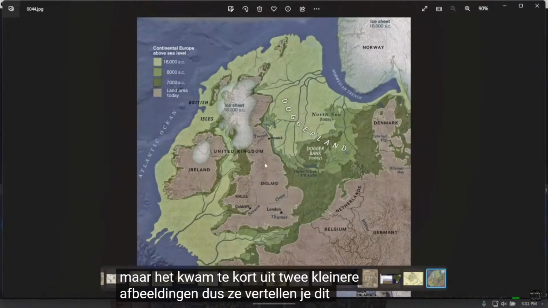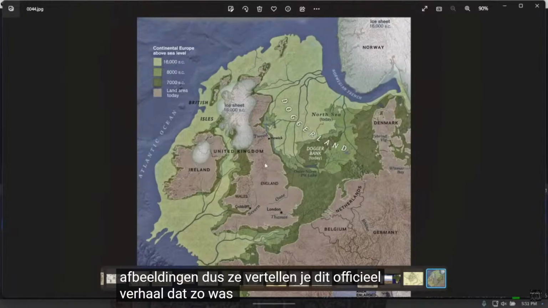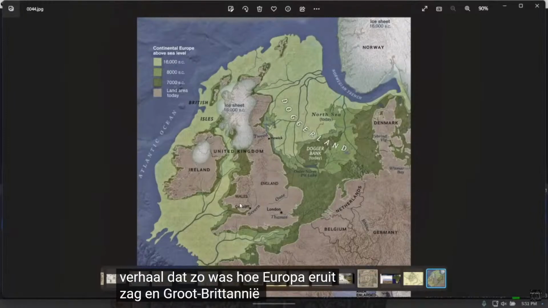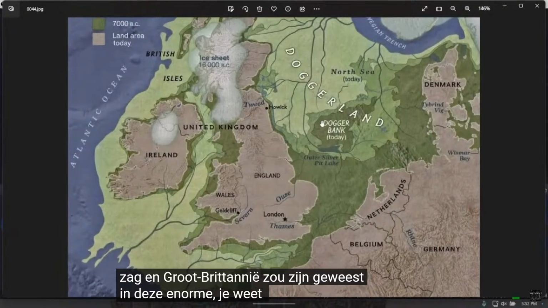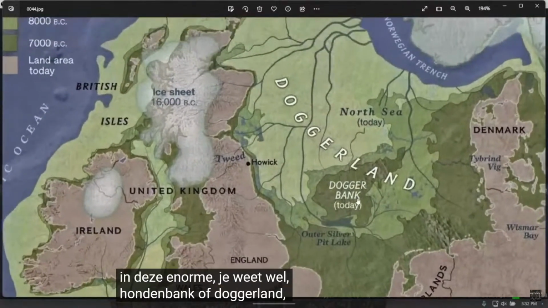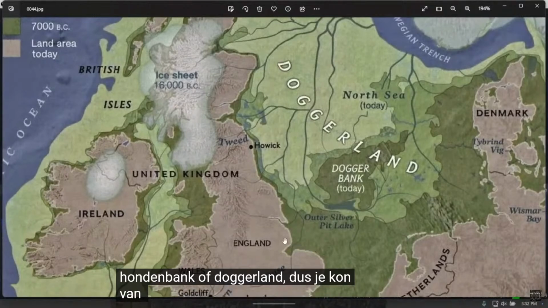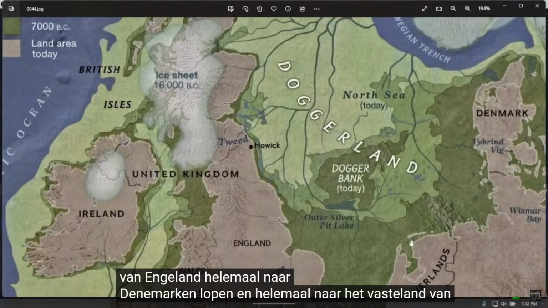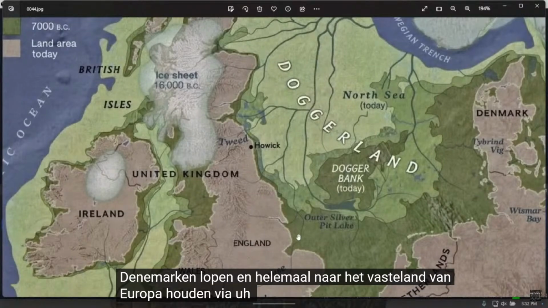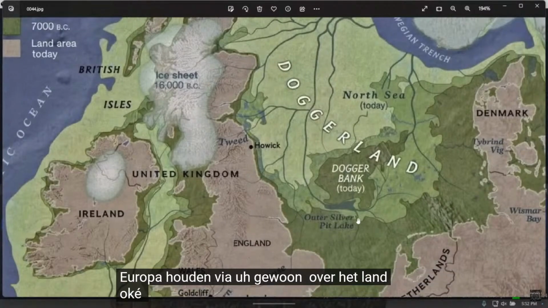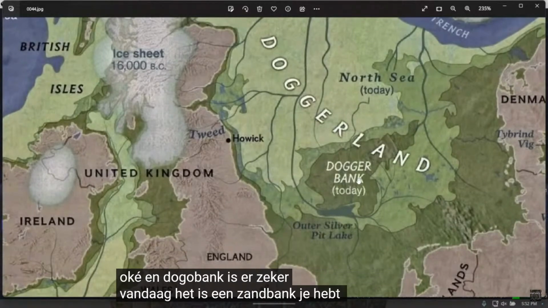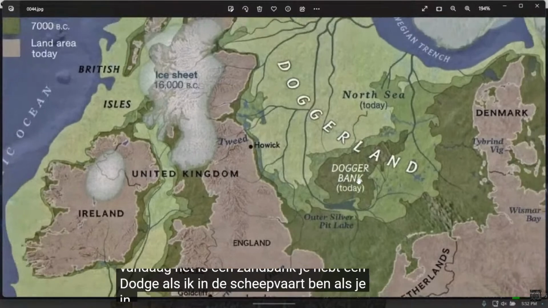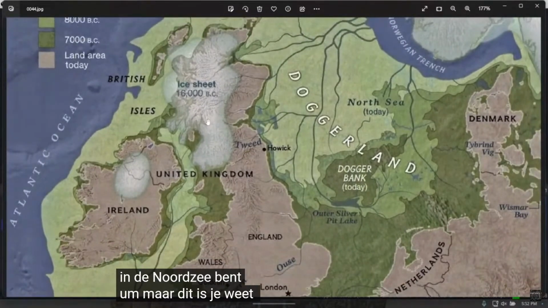So they tell you in the official narrative that this was what Europe looked like, and Britain would have been in this massive land belt, Doggerbank or Doggerland, so you were able to walk across from England all the way to Denmark and mainland Europe just across the land. Okay, Doggerbank is certainly there today. It's a sandbank you've got to dodge in shipping when you're in the North Sea. But this is there.